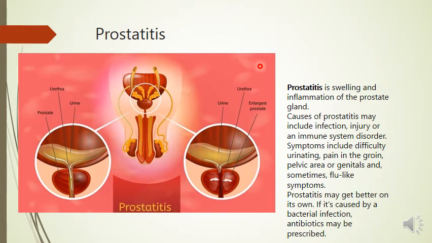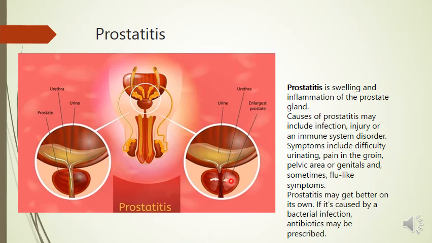Then coming to the clinical considerations, one is prostatitis. Prostatitis is swelling and inflammation of the prostate gland. Okay, here this is the prostate. So this is the normal prostate. And if there is any swelling and inflammation, the swelling is towards the internal side, that is, towards the urethra. So that's why it causes difficulty in micturition.